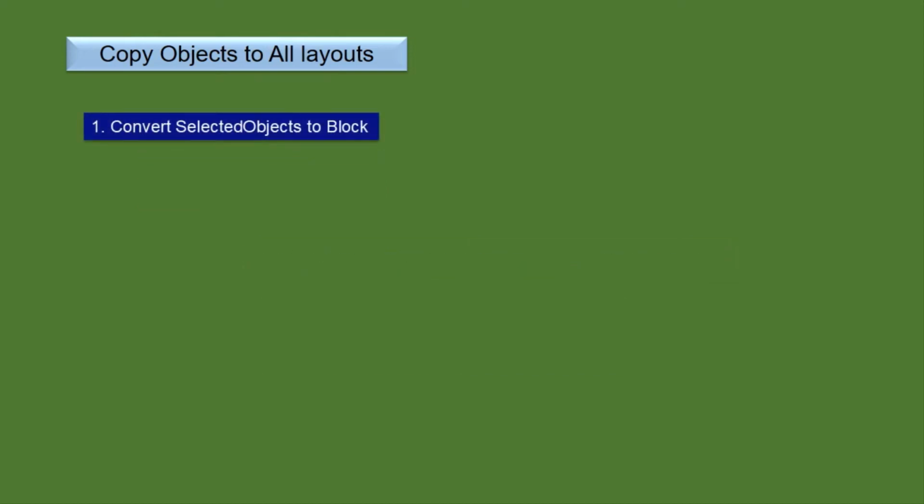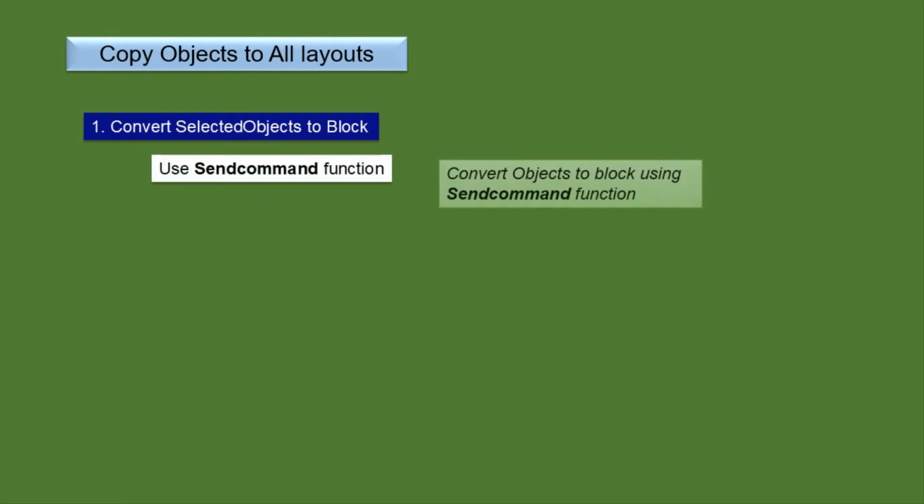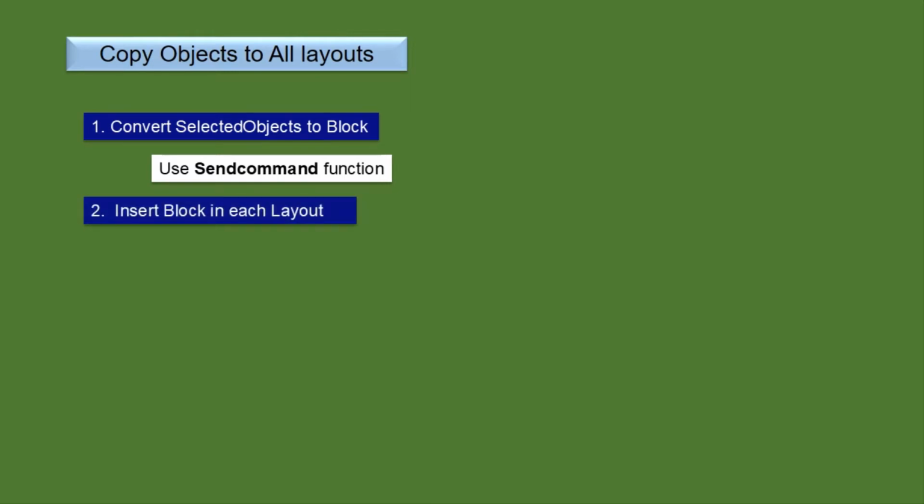First we will convert the objects. Here it is notes. We will convert them into a block using the send command function. Then insert this block into each layout in the drawing.